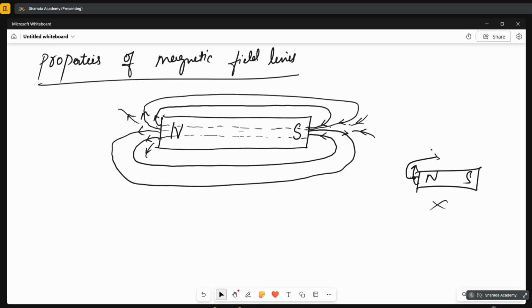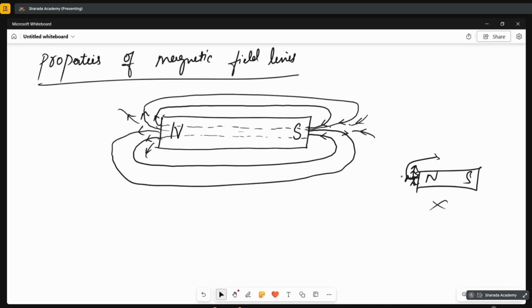What is the reason? If the magnetic field lines intersect at any point, then they will have two directions. When they intersect, what does it mean? They both combine, it can go in both the directions here. So that is not possible. Any magnetic field line will have only one direction at any given point, that is from north to south. So never two magnetic field lines intersect.